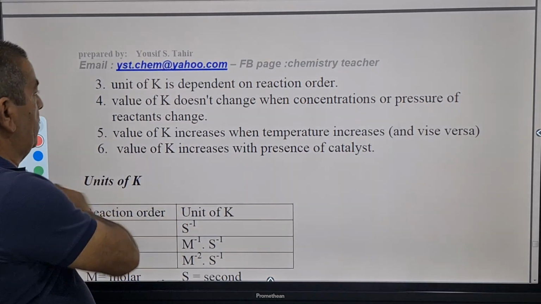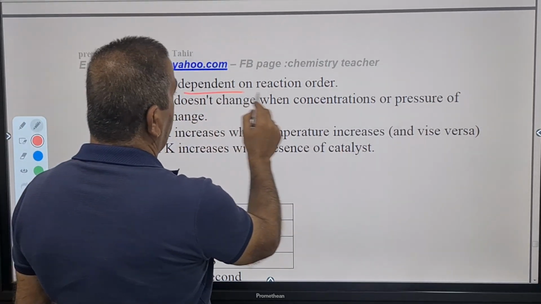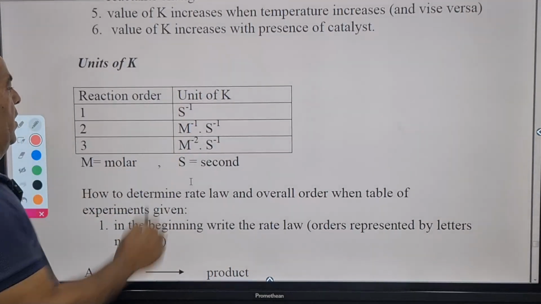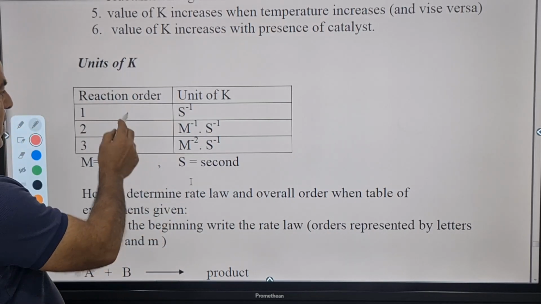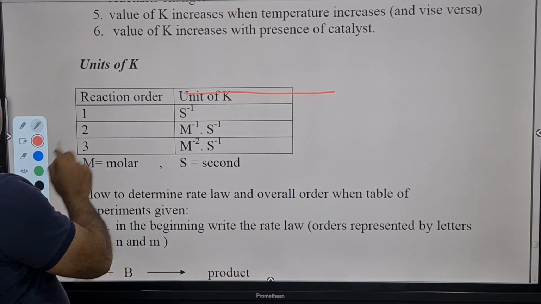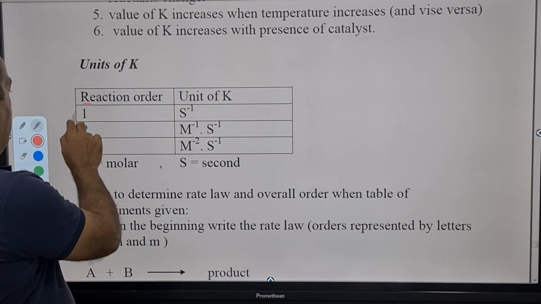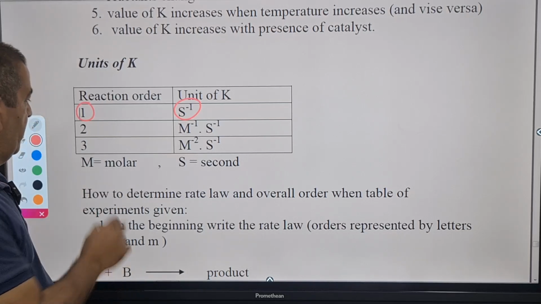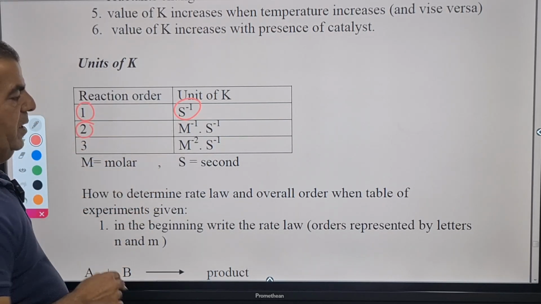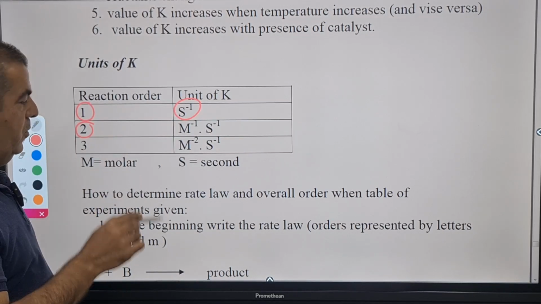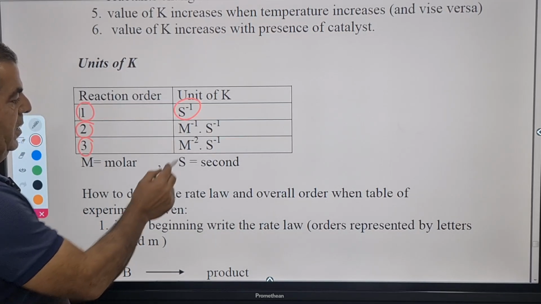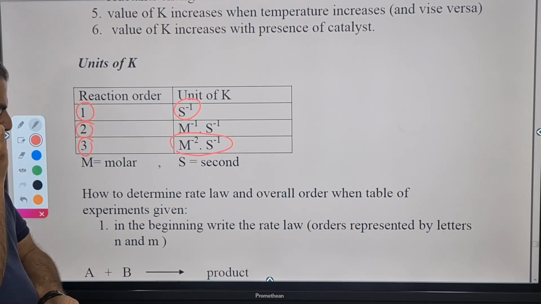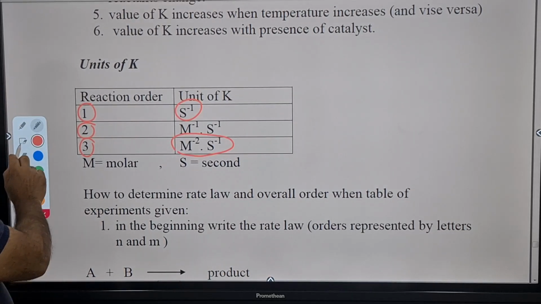And we have the unit of K. This is extremely important. Unit of K depends on the reaction order, which means overall order. If the overall order is 1, the unit of K is second power to negative 1, or 1 by second, the same. If the overall order is 2, the unit of K is molar power to negative 1 times second power to negative 1. And if the overall order is 3, the unit of K is molar power to negative 2 times second power to negative 1.